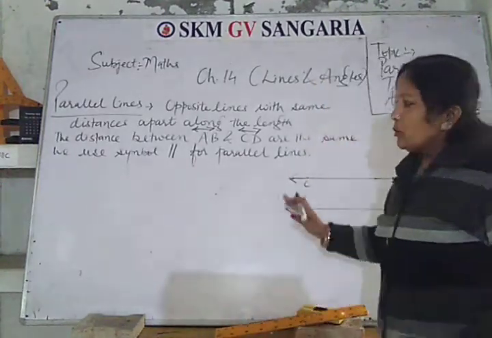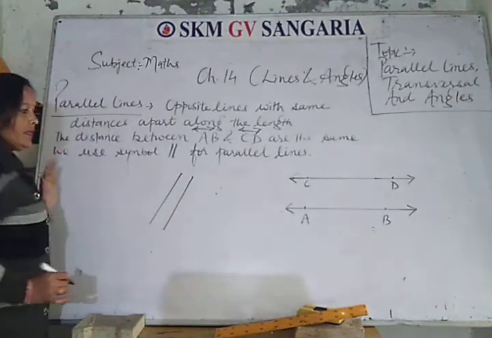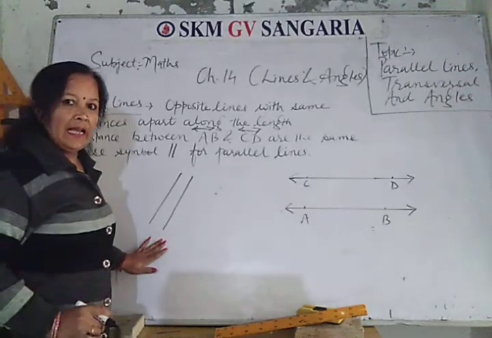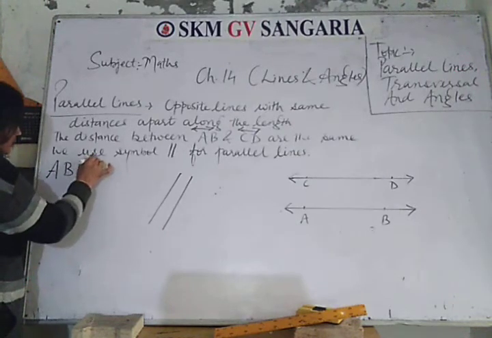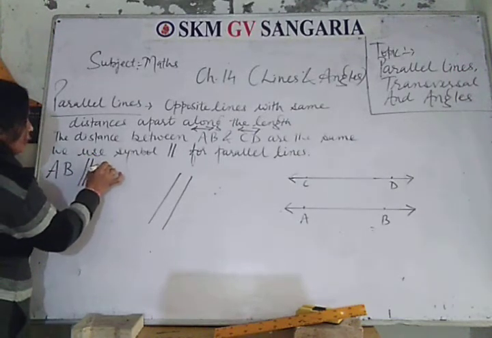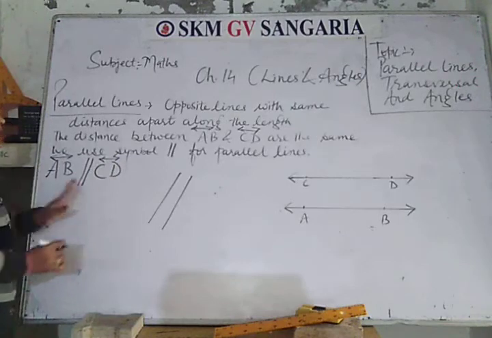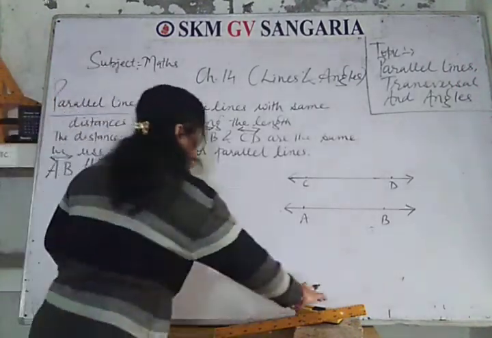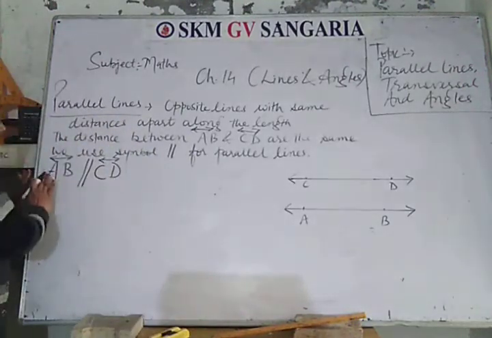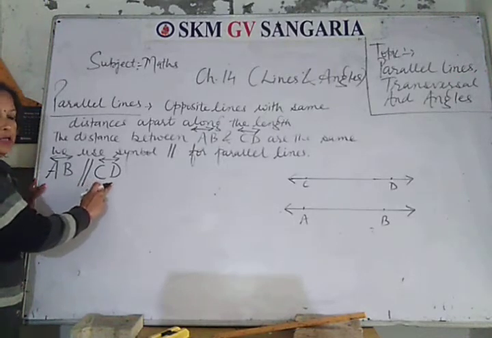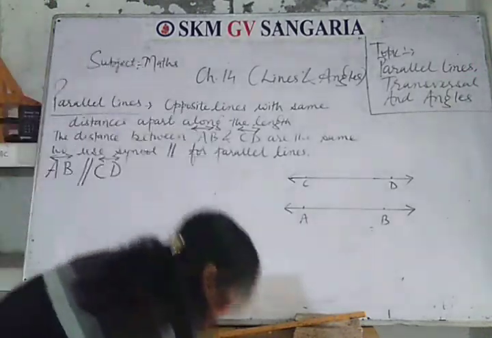Then we use this symbol for parallel lines. So we can say AB is parallel to CD. We read it: AB is parallel to CD.